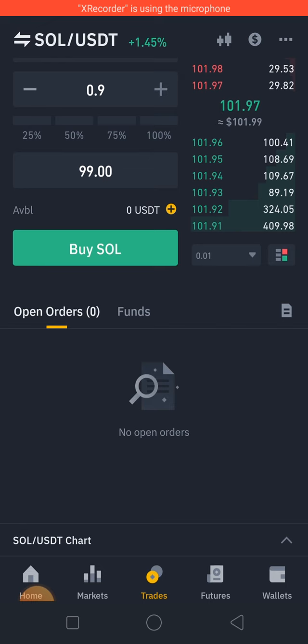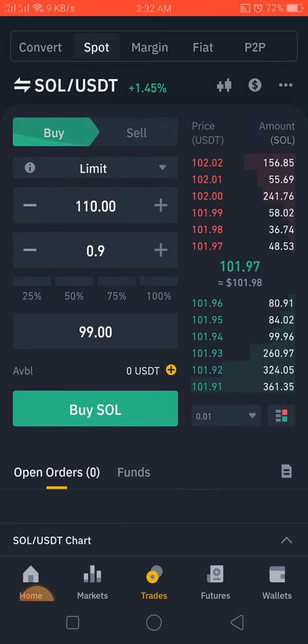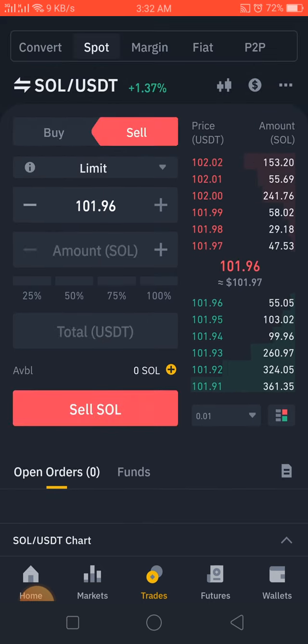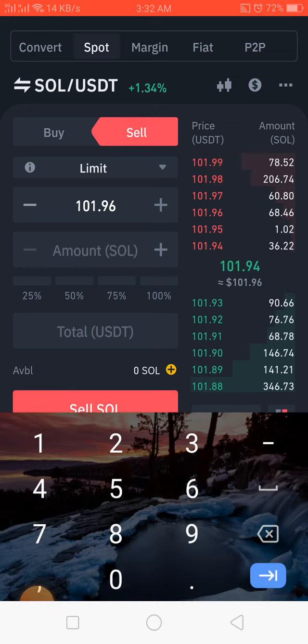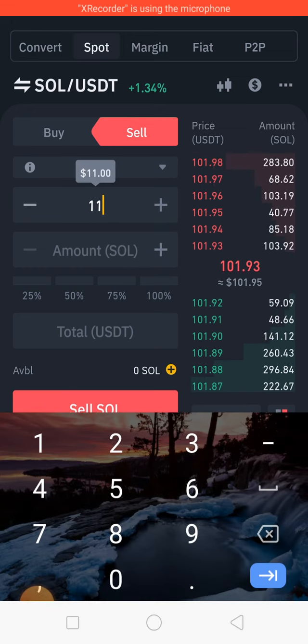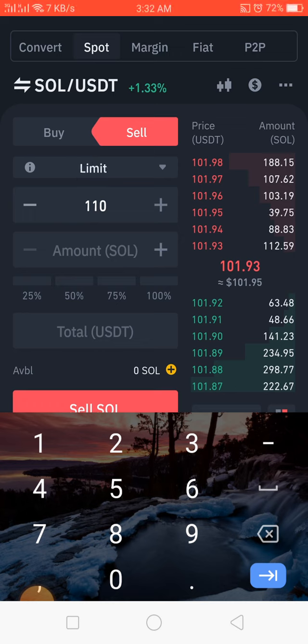Open order will be converted into purchased. Then we will come here on sell. If we buy, let's suppose we buy the Solana at $101, then we have to sell it. We will select the limit and we will select here $110. It means when Solana reaches $110, our sale order will be completed.